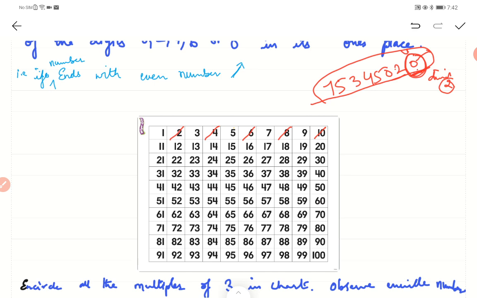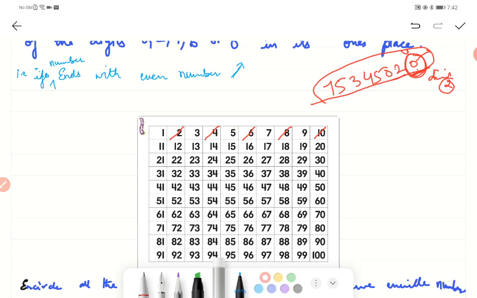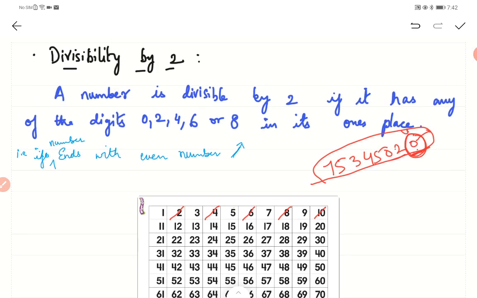Okay, so now what about 3? What was the test rule for divisibility by 3? Yes, so for 2, if the number ends with an even number, that is at the ones place, you say it is divisible by 2. Now tell me about 3. Yes, for 3, what you'll do is add the digits continuously and find the digital root.